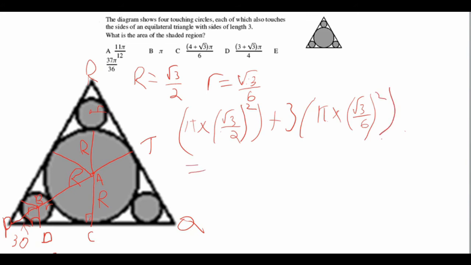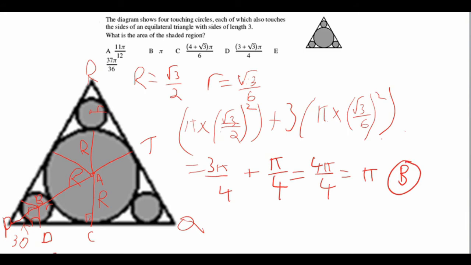And if you work this out, that will come to 3 pi divided by 4 plus pi over 4, which is obviously equal to 4 pi over 4, which is then equal to pi. So the answer to this question is B. So this is quite a long question, and you'd expect it to be right at the end of a UKMT paper, if not the last question.